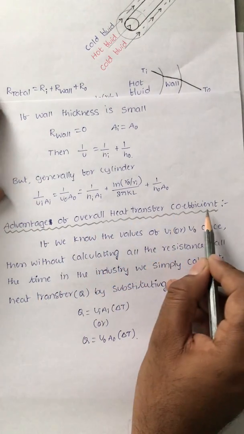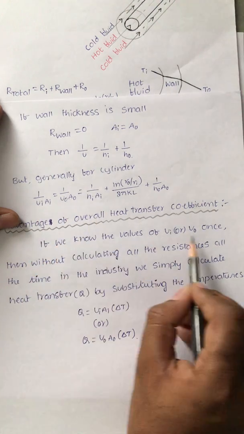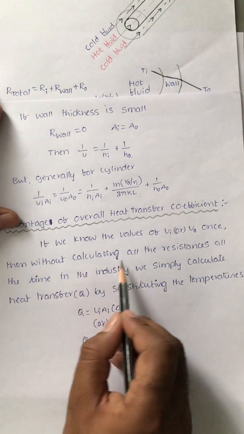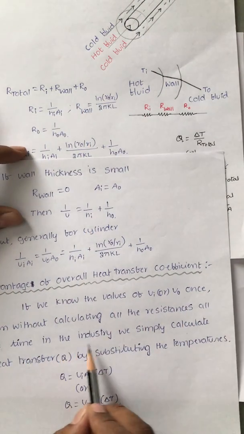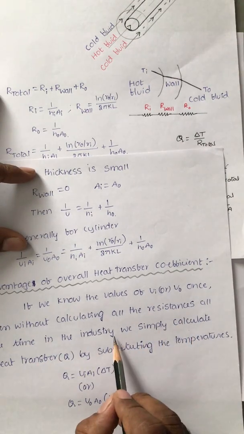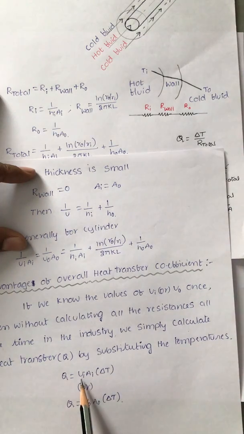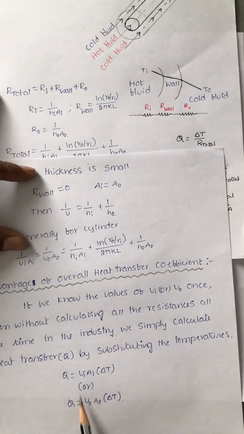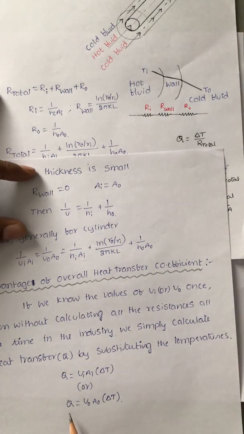The advantage of the overall heat transfer coefficient: if we know the values of Ui and U naught once, then we do not need to calculate all the resistances all the time in the industry. We simply calculate the heat transfer Q by substituting the temperature, that is Q is equal to Ui Ai delta T. If you know the Ui value, you can calculate the heat transfer, or if you know the U naught value, you can calculate it too. Of course, both are the same in fact. By just substituting the temperatures, you can directly get the value of heat transfer Q.